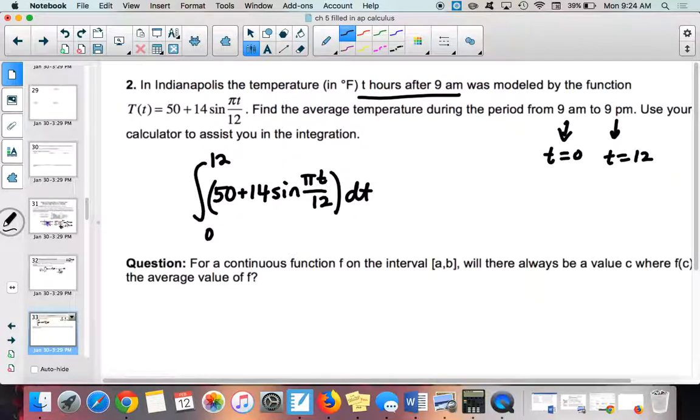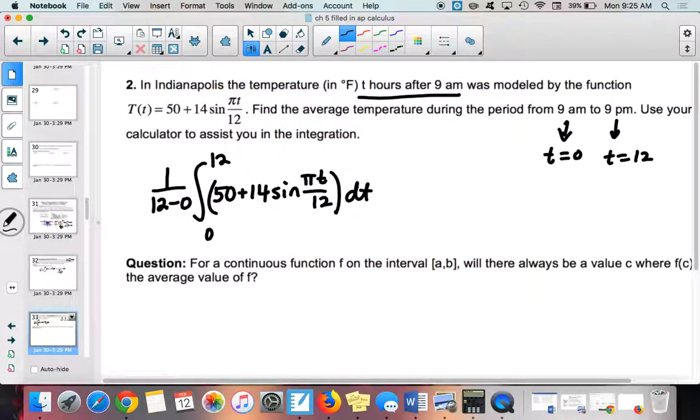Okay, is that my average temperature? Is that how I set it up? Or is that just, what is that? That's not the average temperature, right? So the average value would be the 1 over b minus a. I don't have that 1 over b minus a. I have to do the 1 over 12 minus 0. Otherwise, that's just finding the sum of all the temperatures over those 12 hours, which is crazy. Right? We're not going to do that. All right, so this is going to be average temperature.